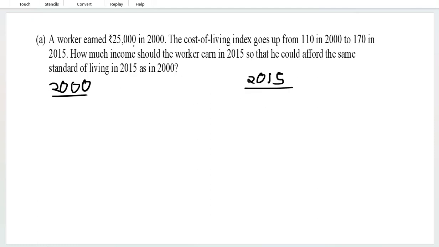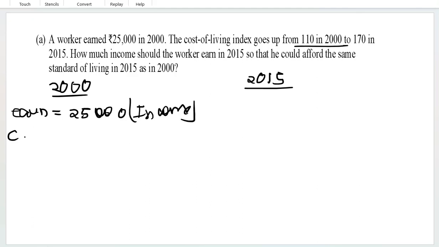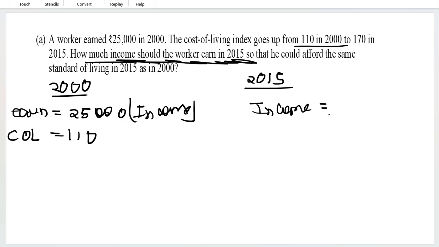In 2000, his earnings were 25,000. Basically, this is also called his income. Now, the cost of living index number was 110. In 2015, we don't know what his income is. Basically, the idea is how much income the worker should earn. So this is something which we should find. And the cost of living index number is given as 170 for this.